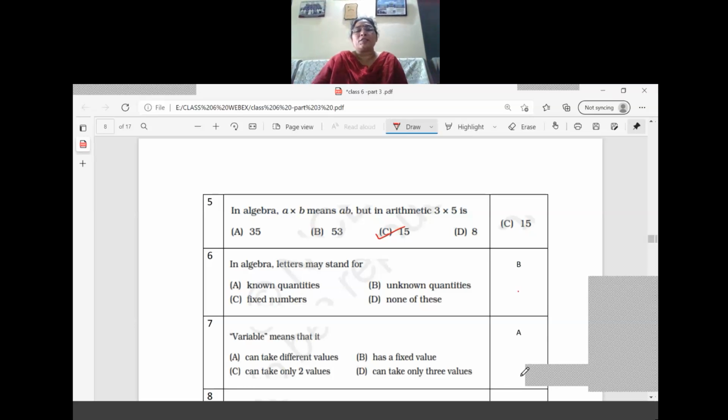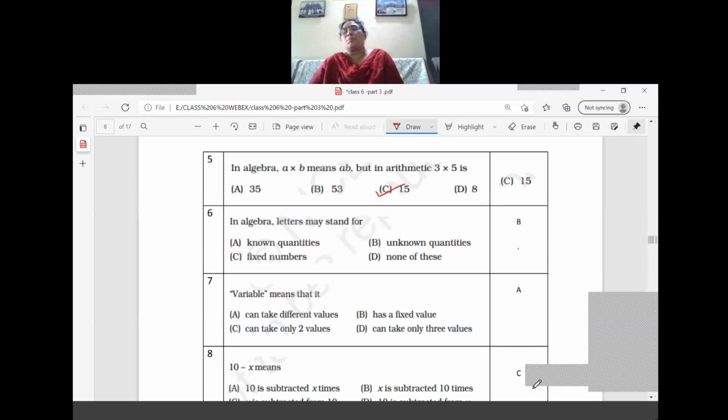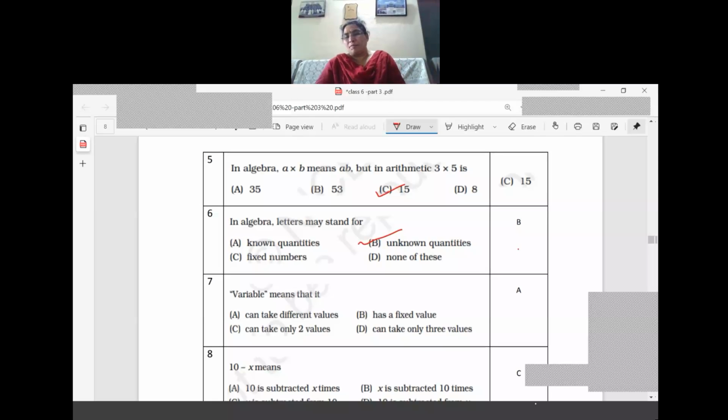In algebra, letters may stand for, that means letters means any alphabets, so it stands for, from the given options you should choose. One is known quantities, one is unknown quantities, one is fixed numbers, and then none of these. Because unknown values we are assuming by letters. Let x be the number, let x be the age of the father, y be the age of the son, like that we are assuming. So for unknown quantities we are replacing with the variables. Understood this one? We are using the letters.